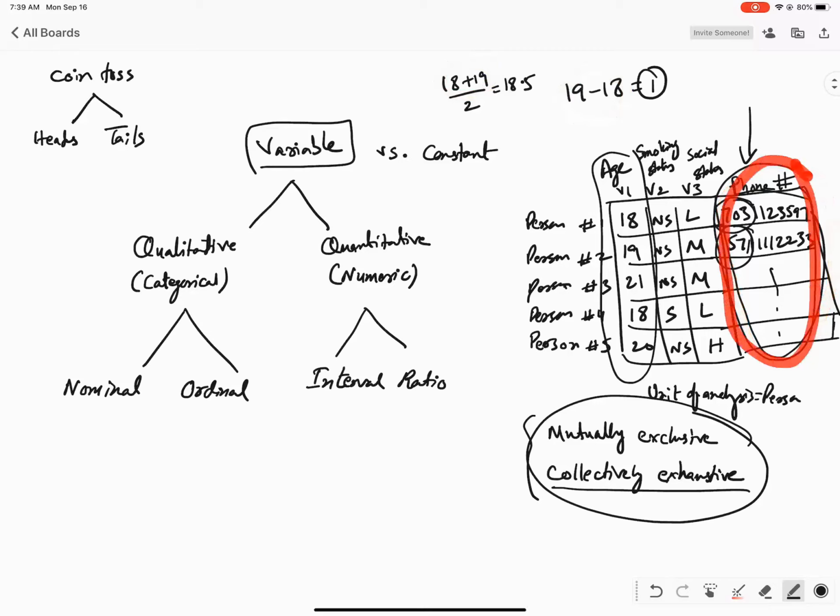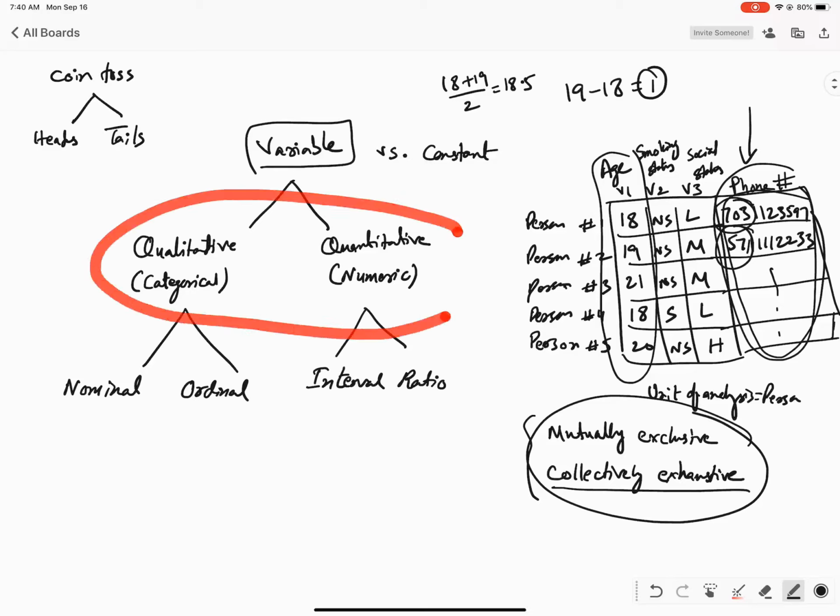In fact, it's a very specific kind of categorical variable. I call it special because if each individual person in our sample has a different phone number in the phone number column, then it's a categorical variable with 5 different groups, and there is only one person in each group. So a very special kind of categorical variable where the number of groups is actually equal to the number of people in the sample, number of persons in the sample. All right, so back to our two primary types of variables.